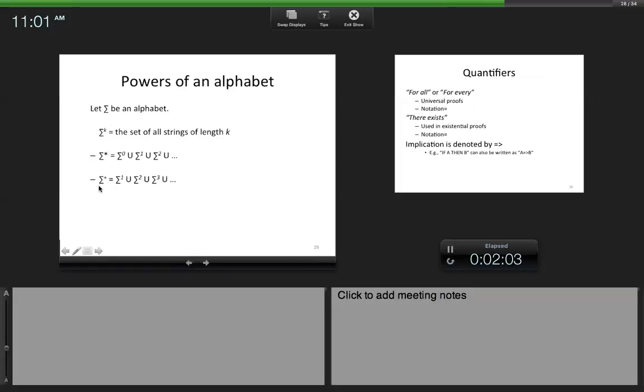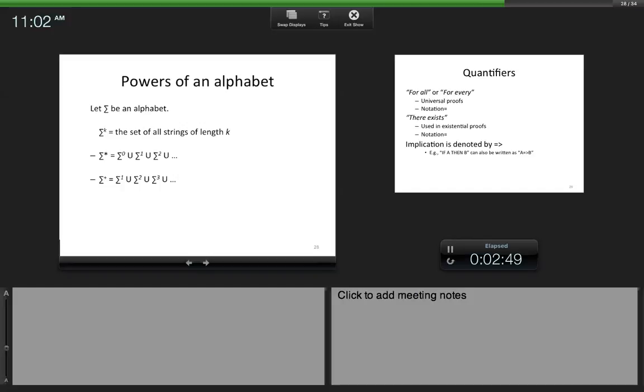Or you can do sigma plus. This is simply the same thing except that you don't have the empty string. Given an alphabet, you create all the possible strings with exactly one character, then all the strings with exactly 2 characters, then exactly 3 characters, and then you take the union of all of them. So the strings can be of length 1, length 2, length 3, length 4, whatever, it keeps going.